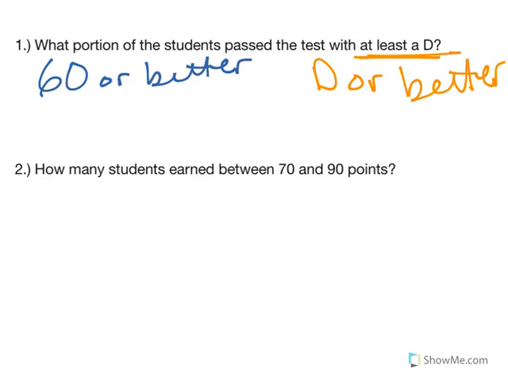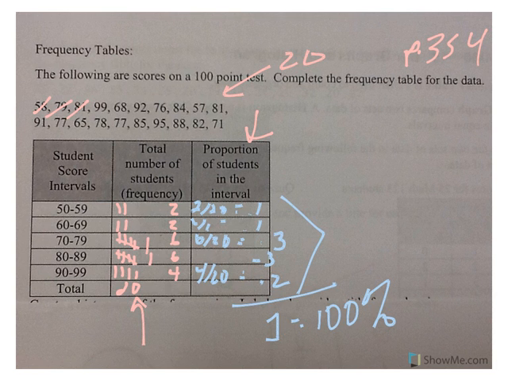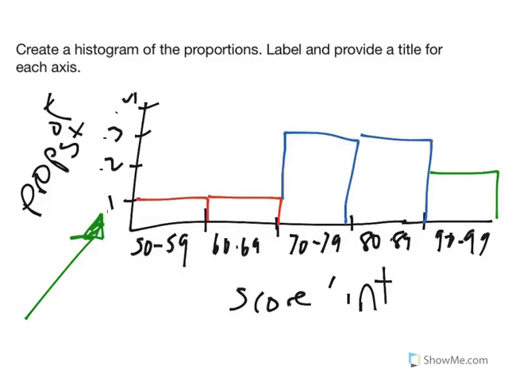Well, if you go back to your data and you count them all up, 18 people scored a 60 or better. So 18 out of 20 would be a 0.9. Or you could have simply, let me go back to my frequency table. You could have said it's these frequencies, and you could have added those together, which again would get you 0.9.